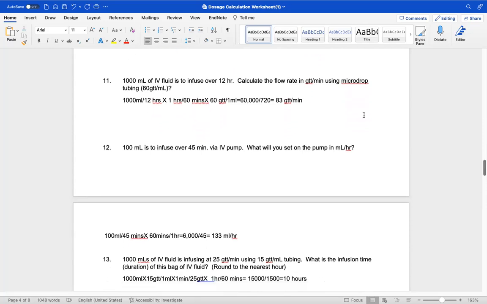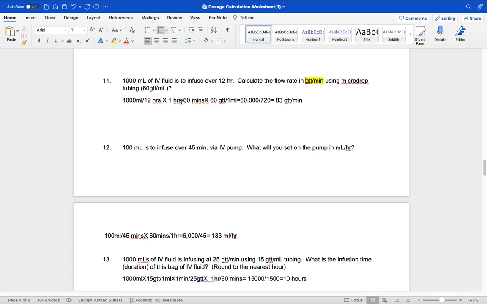Number 11. So 1,000 mLs of IV fluid is to infuse over 12 hours. Calculate the flow rate in GTT per minute, drops per minute, using the micro drop tubing that gives us 60 drops per mL. Okay, so this is adding way more steps. You guys can see where canceling things out is especially important. So we take our initial order, that goes up front. We've got our 1,000 mLs over 12 hours.